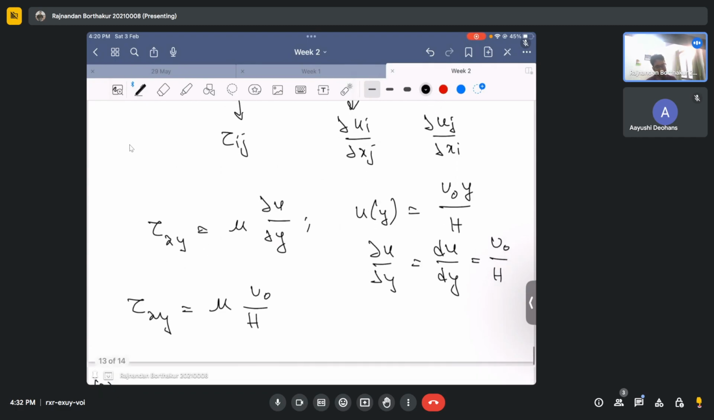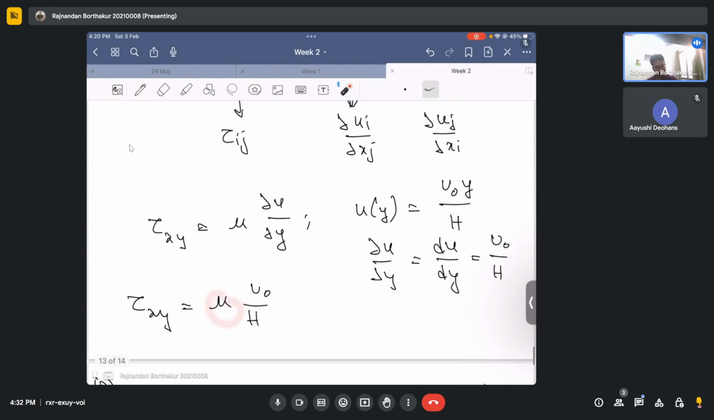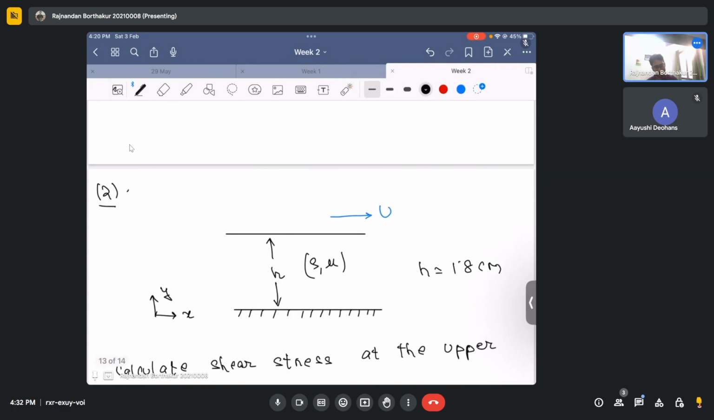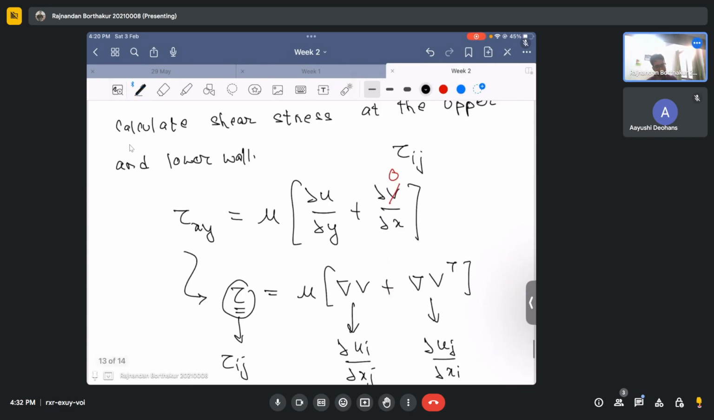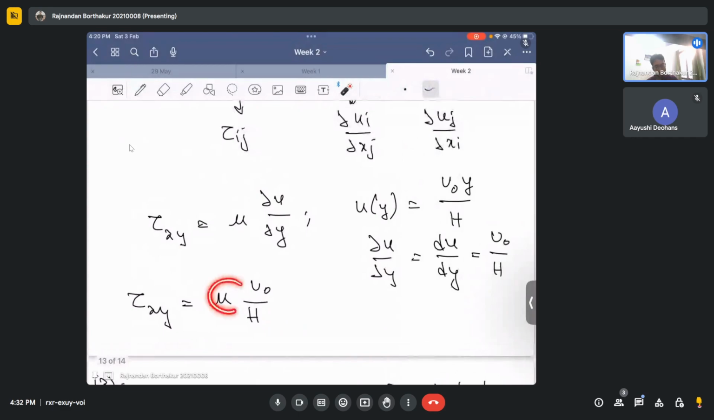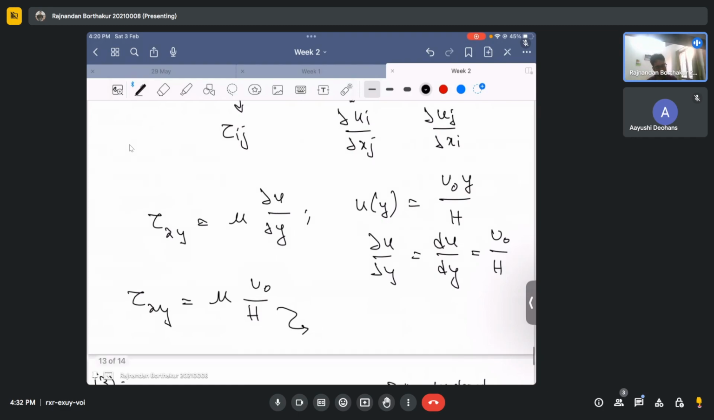Since mu is a constant, and u naught is a constant because u naught is just the velocity of the plate, let's write it as u naught for keeping the symbols similar. So since mu is a fluid property and constant, u naught is a constant, and h is a constant, the stress field for this Couette flow is uniform throughout. That's what I would say. The stress field is uniform.